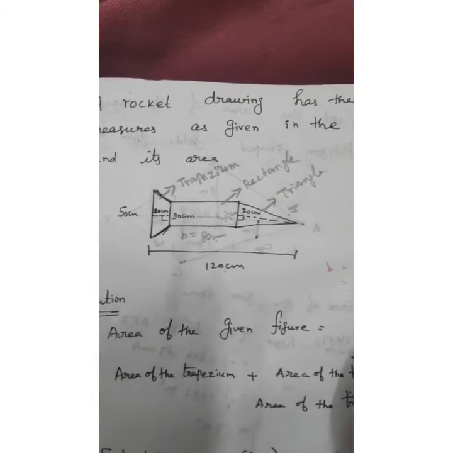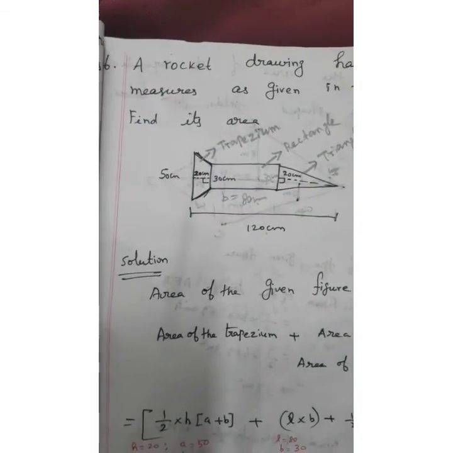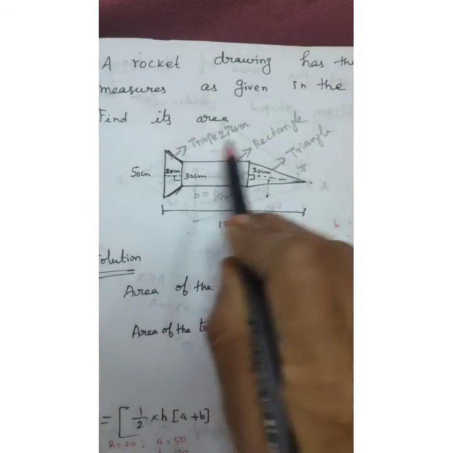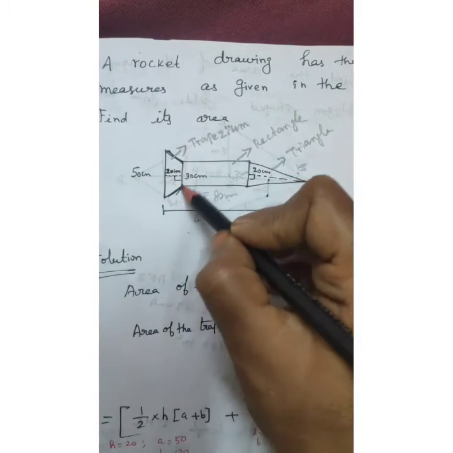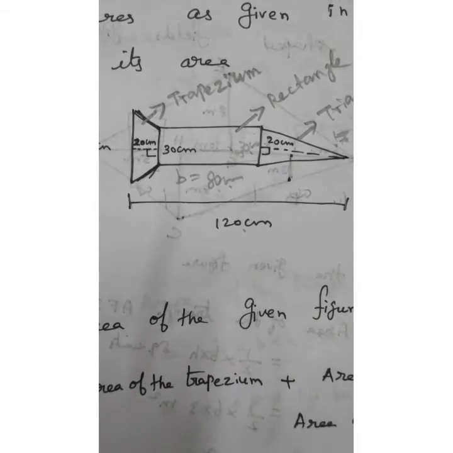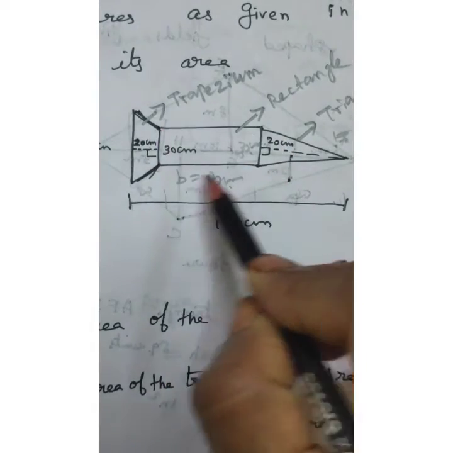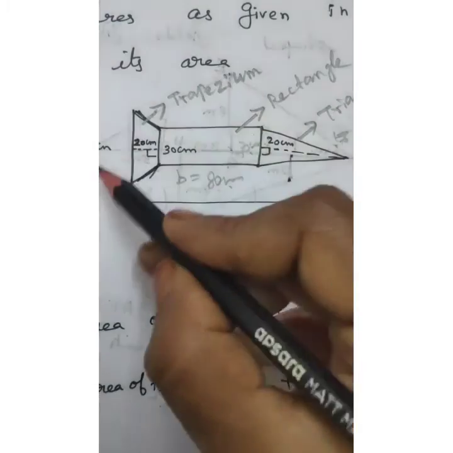Sixth question: a rocket drawing has the measures as given in the figure. Find its area. So this is the rocket shape. What are the shapes in it? This shape is a trapezium. Next, this shape is a rectangle. This shape is the triangle.